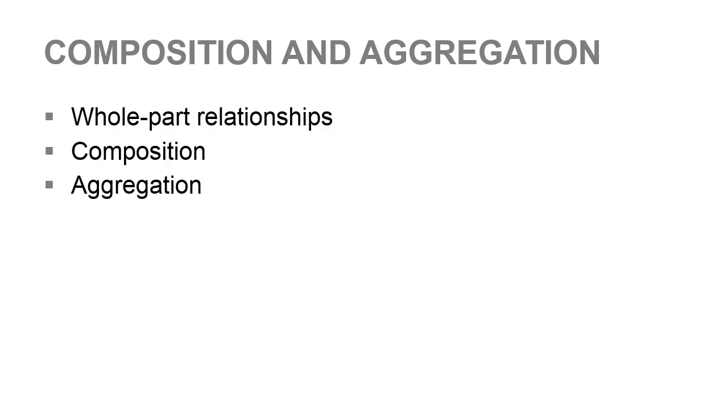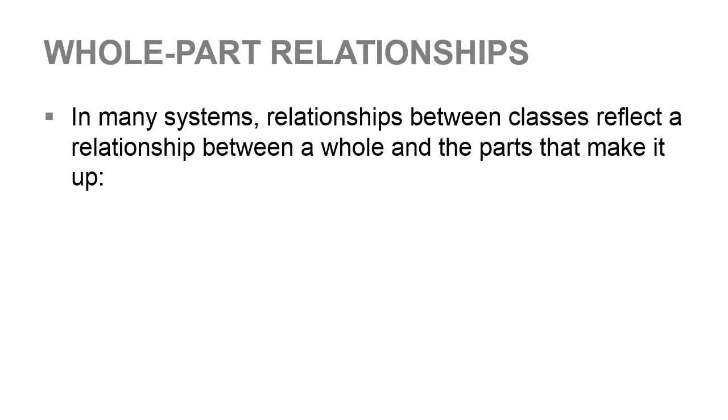In this movie, we're going to look at composition and aggregation relationships. Both of these represent relationships where objects of one class are made up of objects of one or more other classes. As such, they represent whole-part relationships. In building a system, we'll come across many things that have this kind of whole-part relationship.